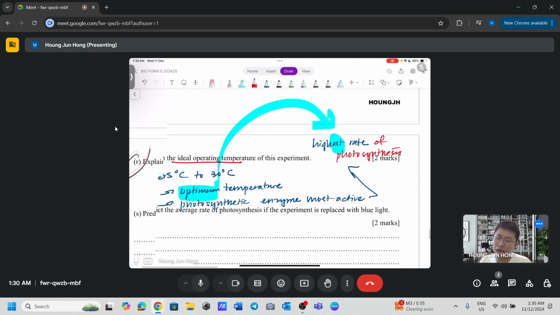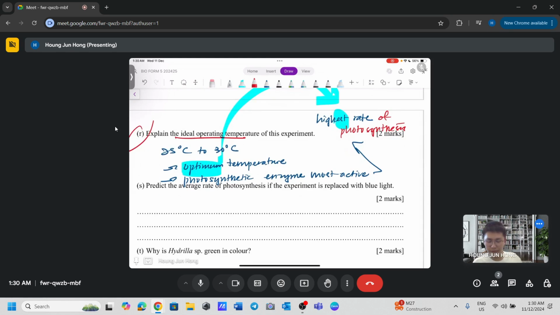Okay, let's see for question R. Okay, let's continue. Question S. Average rate of photosynthesis if the experiment is replaced with blue light. Let's think about this. Whatever we have now is white light, which is red, orange, yellow, green, blue, indigo, violet together becoming white light. So if you replace it with blue light, that means you only have blue light. Instead of the whole spectrum, everything becomes blue light. And in that case, is it better?